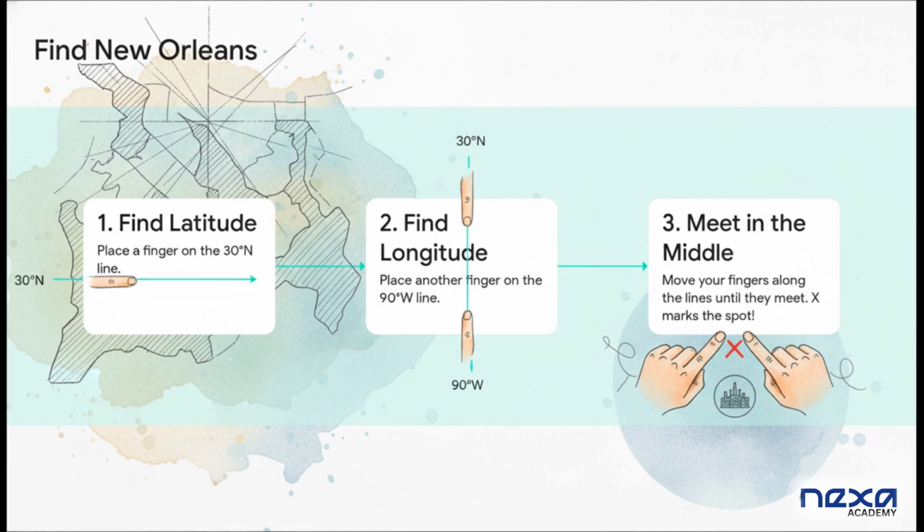Imagine we want to find the city of New Orleans, which is at 30 degrees north latitude and 90 degrees west longitude. You take one finger and find that 30-degree north line running side to side. Then you take your other finger and find the 90-degree west line running up and down. Now just slide both fingers along their lines until they meet, and boom, X marks the spot. You just found New Orleans.